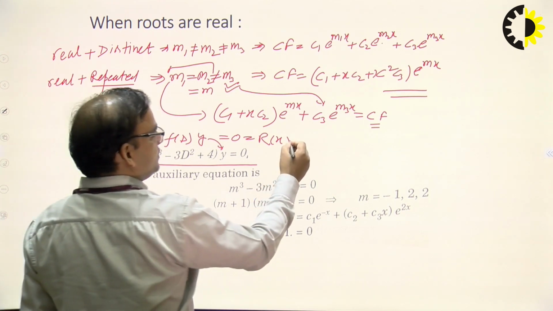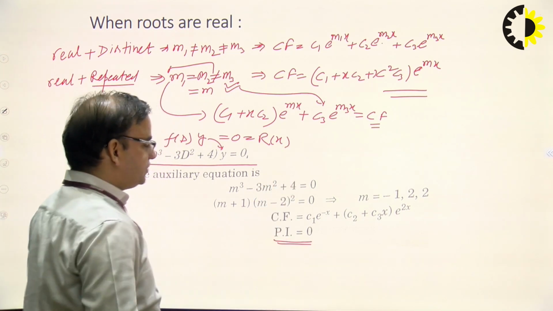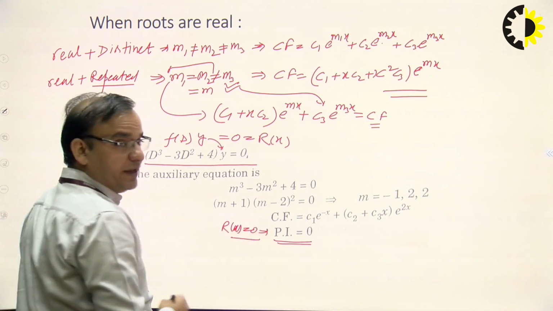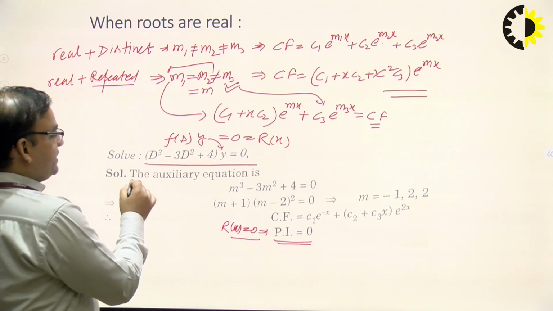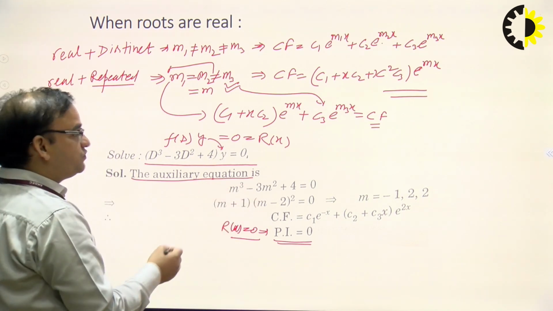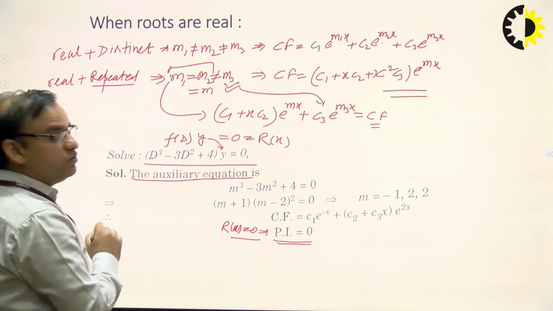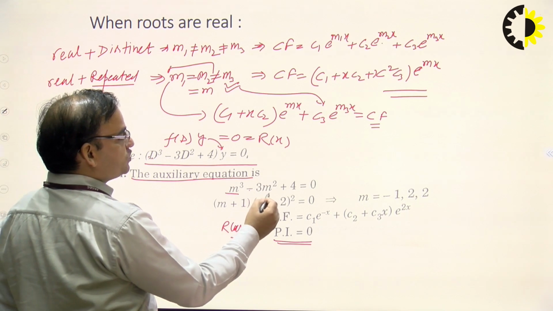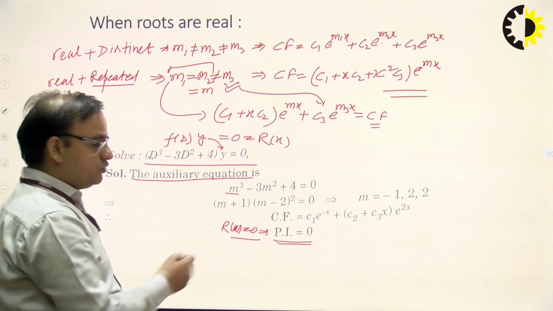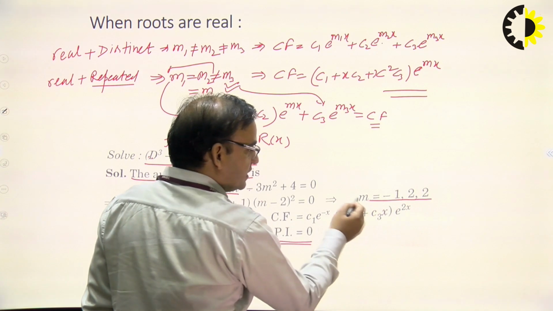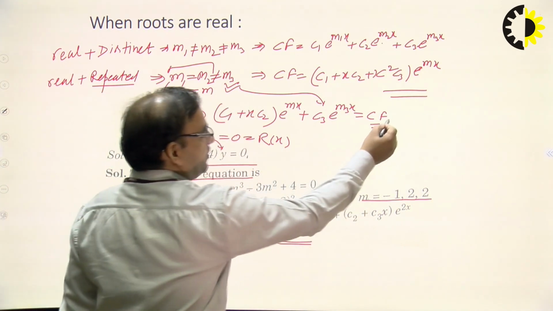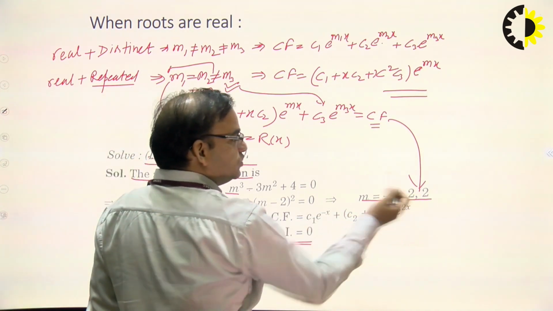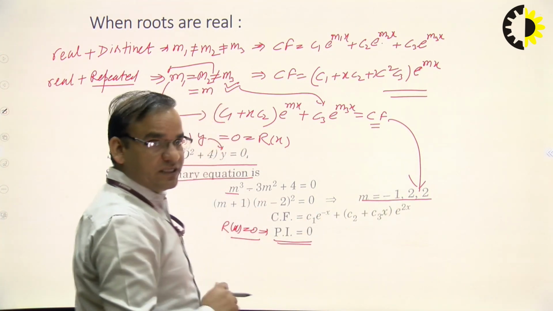So if Rx is 0, then here we can see the PI is 0 because Rx is 0. Then form the auxiliary equation, which is formed by substituting D is equal to m. So if we substitute D is equal to m, we have m cubed minus 3m squared plus 4. Now solve this equation for the roots. And here you can see this is the case of CF where 2 and 2 are repeating and minus 1 is distinct from these roots.